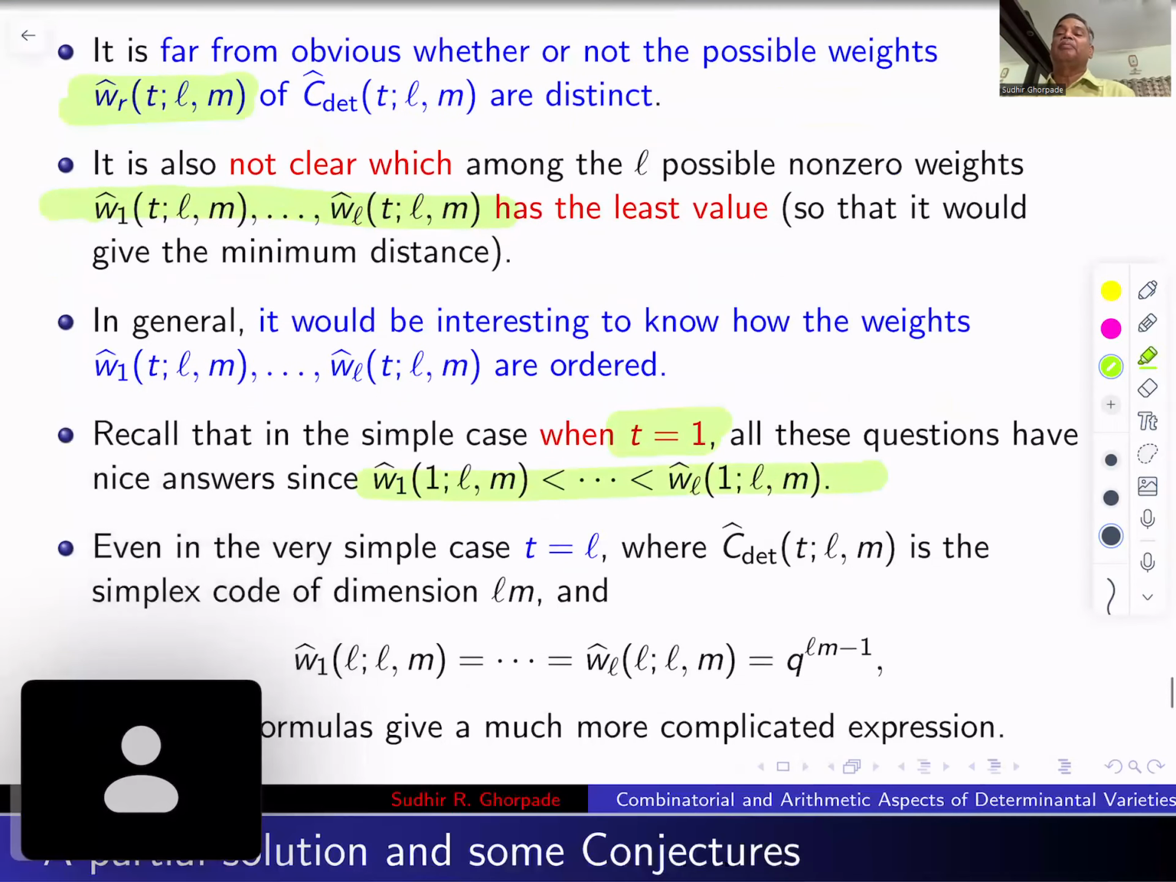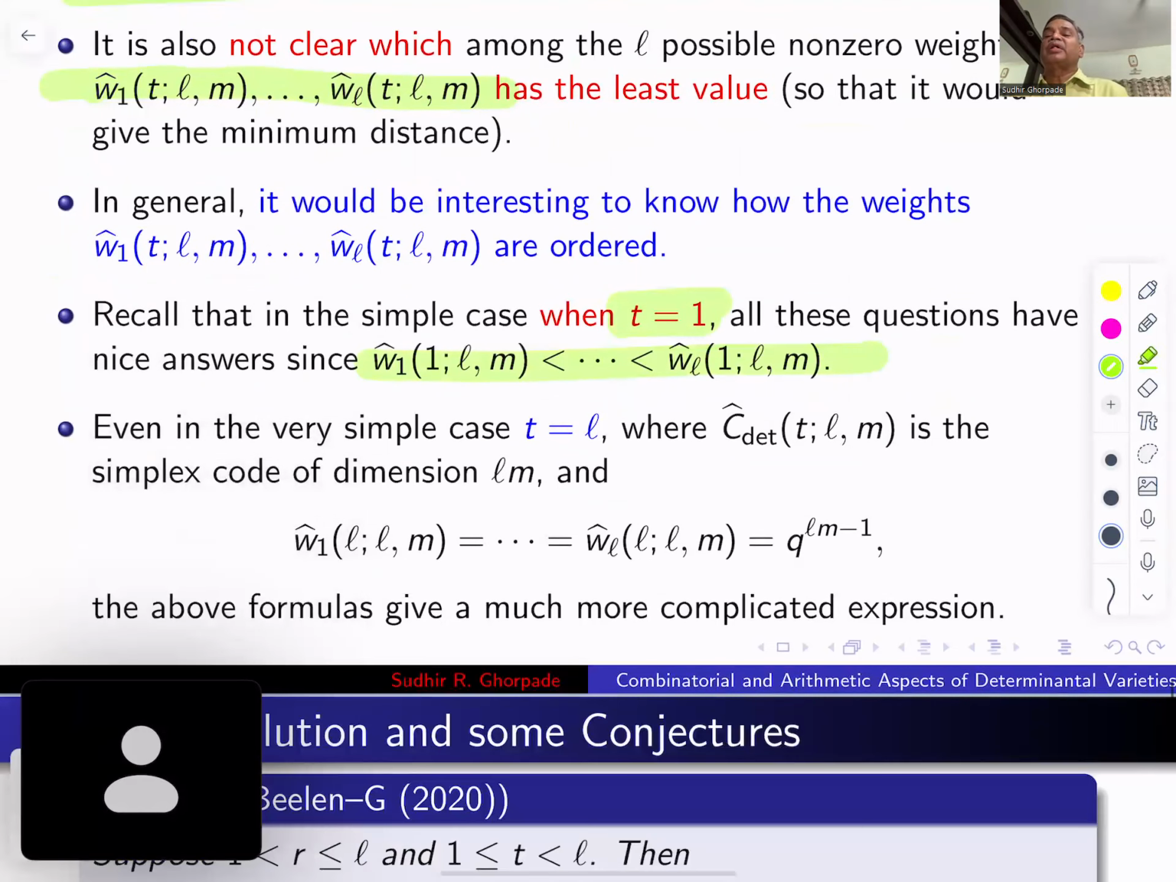But the case of simplex code, where they actually turn out to be all equal to this LM-1, because that's what is called a constant weight code.